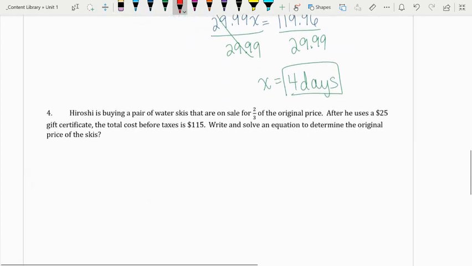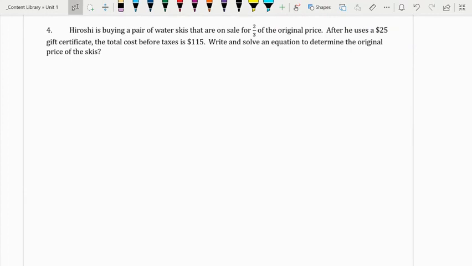We have one more word problem to go through. It says Hiroshi is buying a pair of water skis that are on sale for 2/3 of the original price. After he uses a $25 gift certificate, the total cost before taxes is $115. Write and solve an equation to determine the original price of the skis. So we know it's 2/3 of the original price. And we're going to take away that $25 that he used as a gift card. And it's going to equal $115.